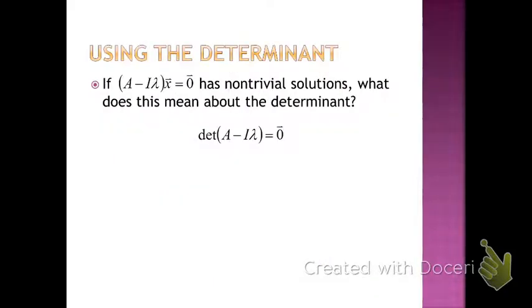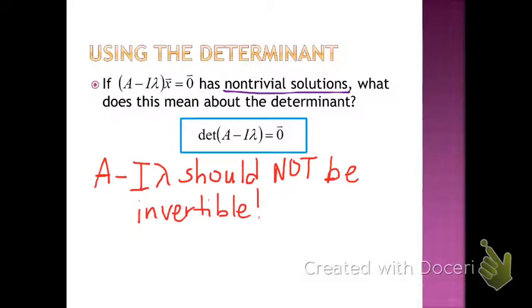So, if A minus I lambda times the vector x is equal to the zero vector has non-trivial solutions, what does this mean about the determinant of this A minus I lambda? If we are saying that the determinant is equal to 0, then what does that tell us about A minus I lambda? It should not be invertible. If it were invertible, then we know that the determinant cannot be equal to 0. So therefore, A minus I lambda should not be invertible.